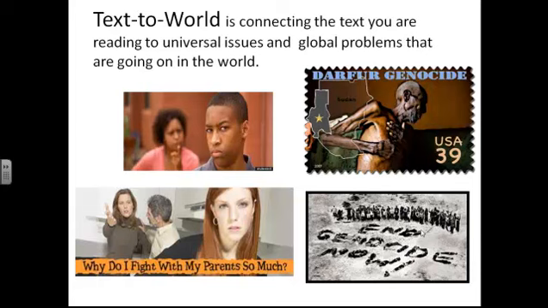Text to world is connecting the text you are reading to bigger issues and problems that are going on in the world. For example, you might think as you read this play, the adults really treat Anne like a little child. Even today, grown-ups don't respect teens' opinions and ideas. Or, the Nazi genocide of the Jewish people is similar to the atrocities that are happening in Darfur.